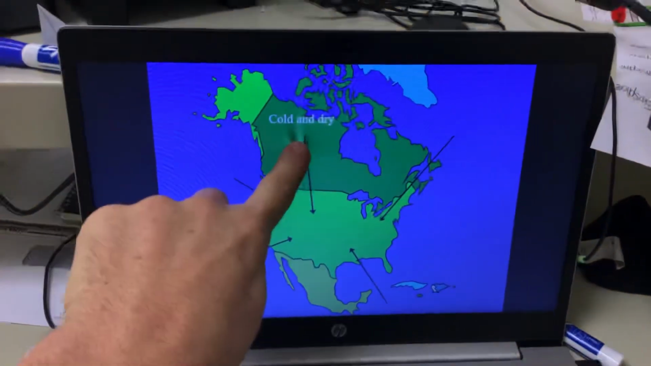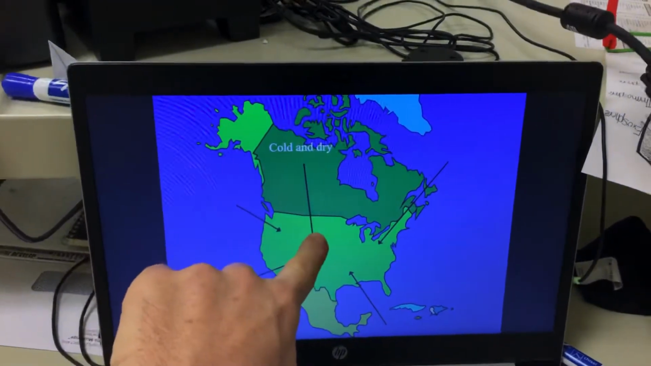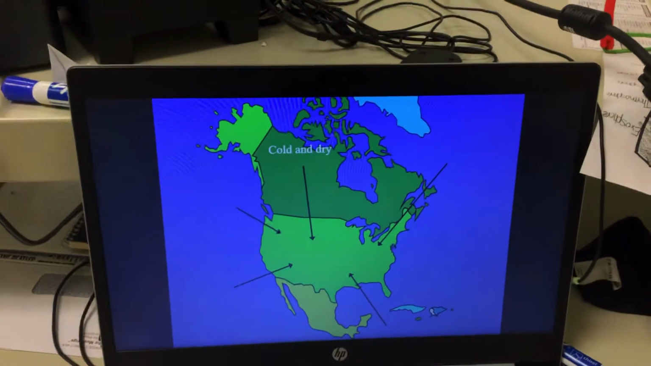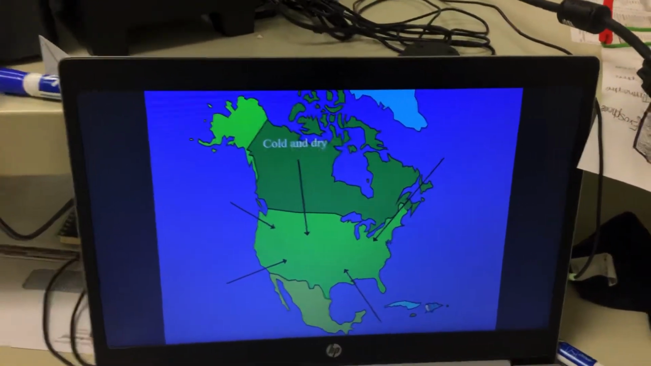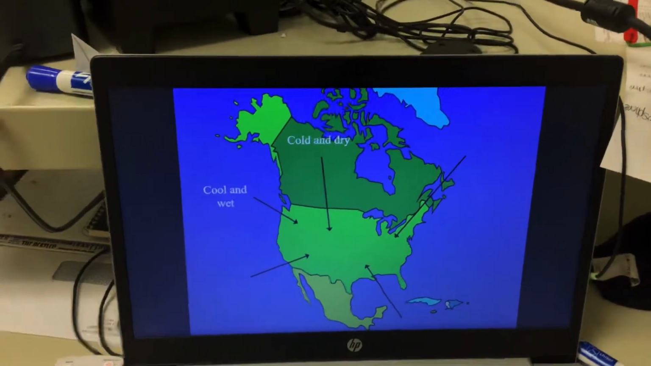That means it's going to be really cold, and because it's really cold and because it came from over land, it's going to be dry. Remember, cold air doesn't hold water very well, okay? And then the fact that it's coming from over land means it's going to be dry also, okay?